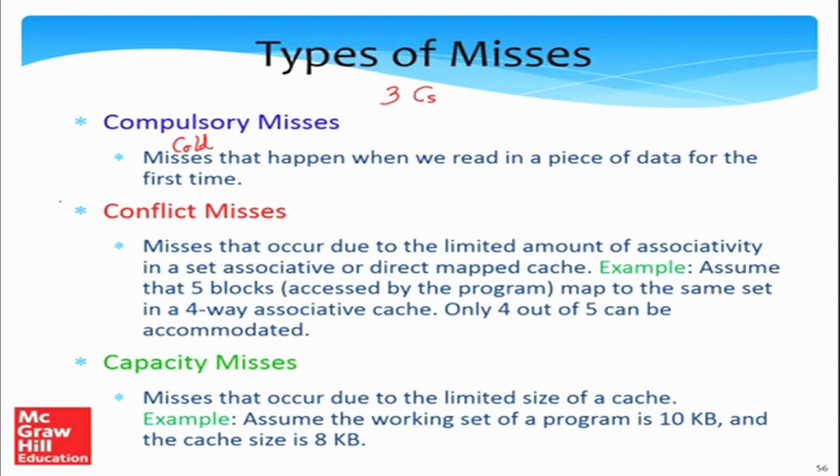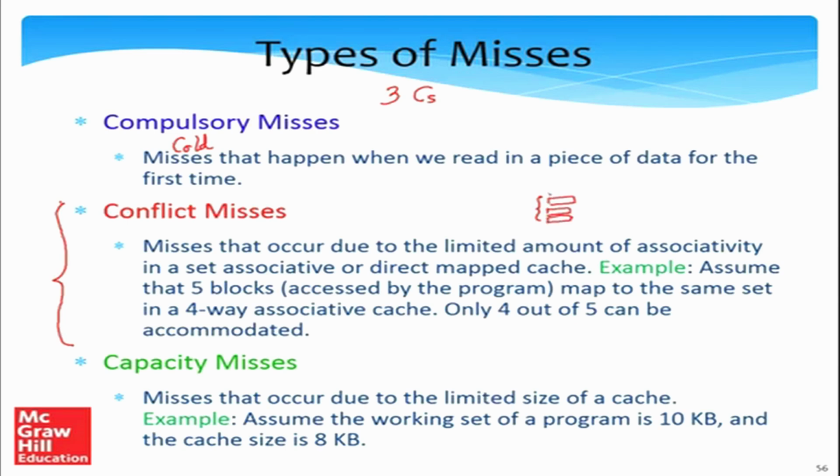Next, we can have conflict misses. A conflict miss is like this: these are misses that occur due to a limited amount of associativity in a cache. So for example, assume that a cache is four-way associative, which means that in each set there are 4 ways or 4 entries.